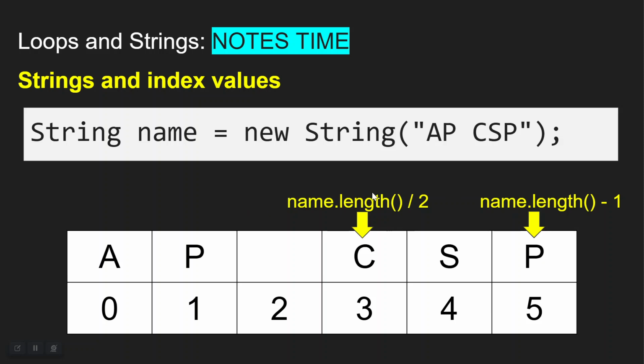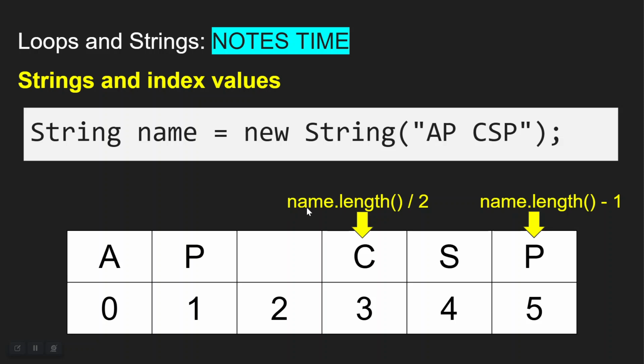And if we ever need to go to the midpoint of a string, we can do name.length divided by 2. Because this one has a length of 6, it would return 3, so that would take you to character number 3. Of course, if the length of this string was only 5, then name.length divided by 2 would take you to index 2, because 5 divided by 2 is 2.5. But it would be integer division, so it would truncate and take you down to 2.